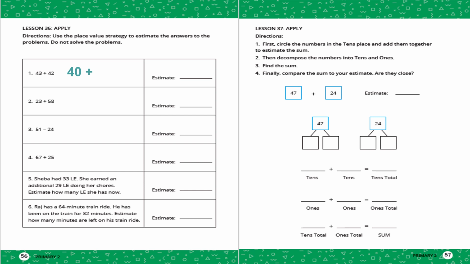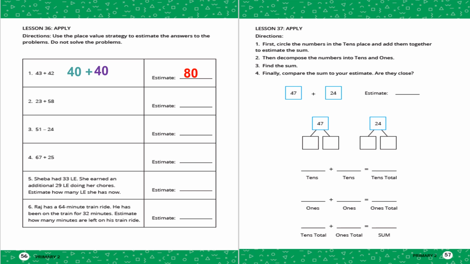Plus 42. Let's estimate 42. 42 is between 40 and 50. And ones is 2. 2 is less than 5. So we will stay in the same door. 42 will be 40. 40 plus 40 equals 80. Number 2.